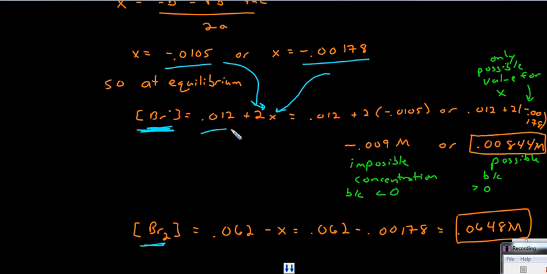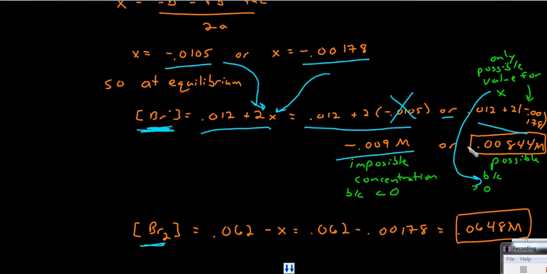So taking this concentration of bromine and plugging in these two different values for x, we get that the concentration is either negative 0.009 molar or positive 0.00844 molar. So we know that this negative concentration is impossible. Hence, this x value cannot be the actual x value. However, if we use this value for x, we get a positive concentration. This is the only possible value for x. It gave us a concentration which is greater than 0.